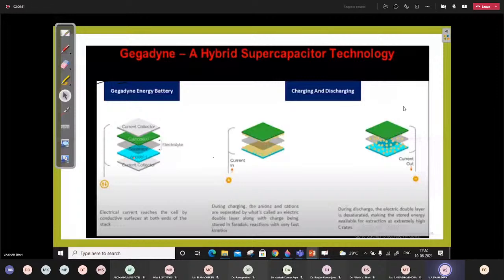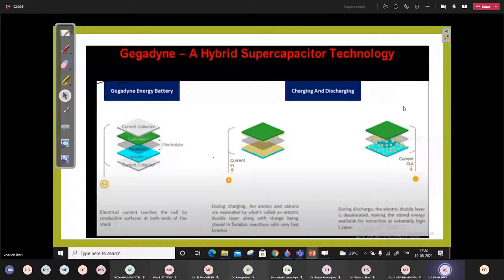So this is one of the applications, with Gigadyne. Gigadyne is the name of a startup company, and they have built a hybrid supercapacitor technology which they have already implemented. What they are claiming is that they will appear in the full market within 2021. And they say that they are able to save 3,000 billion dollars by 2030. That is what they are claiming, because now they are manufacturing in India.